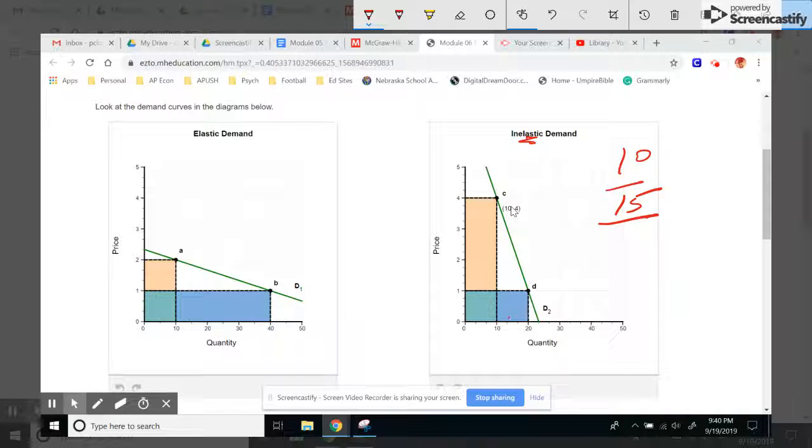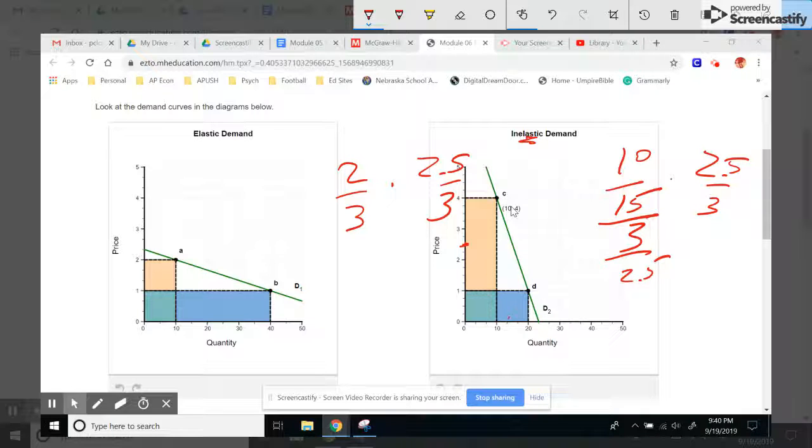There we go. Change in price, 3. Average price, remember, midpoint, there it is, 2.5. Flip this, you get 2.5 over 3. You can reduce, you can do all sorts of stuff. I like reducing, so I got 2 over 3 times 2.5 over 3. 2 times 2.5 is 5. 3 times 3 is 9. And 5 over 9 sounds right. That's inelastic. It's less than 1.